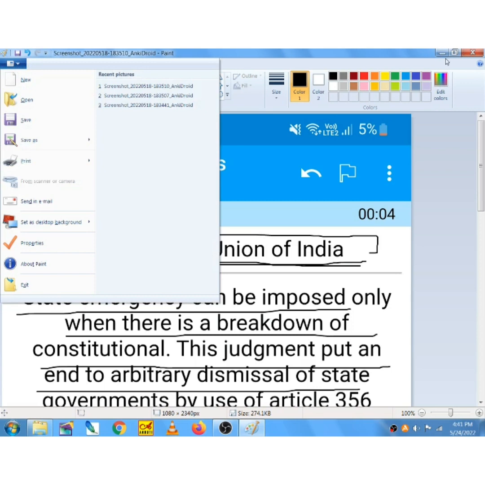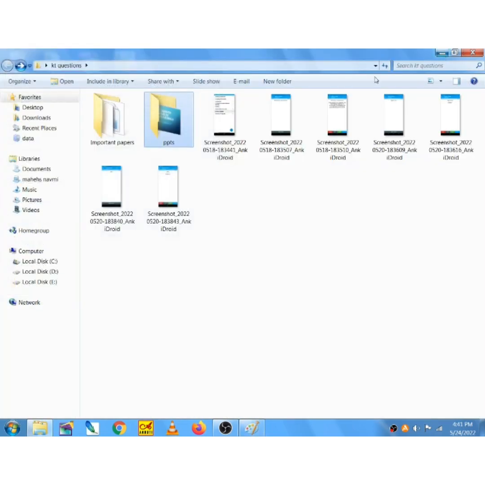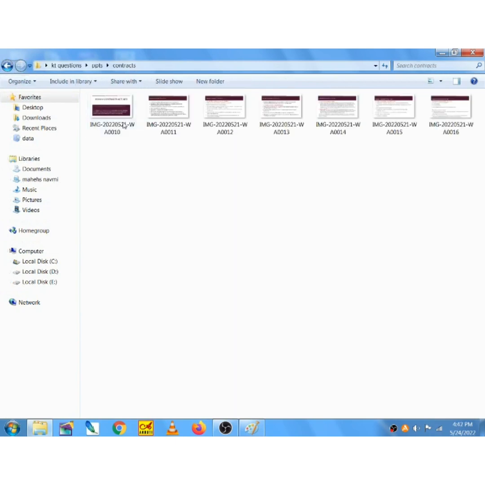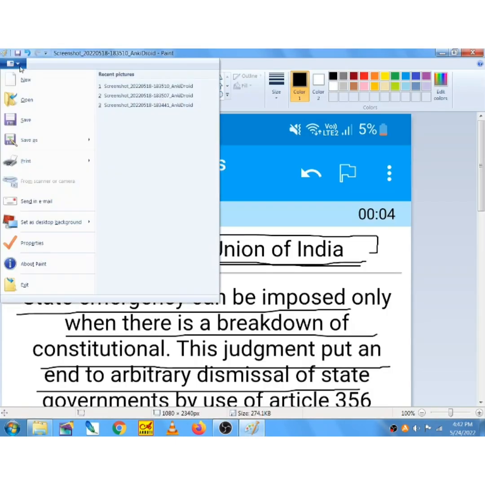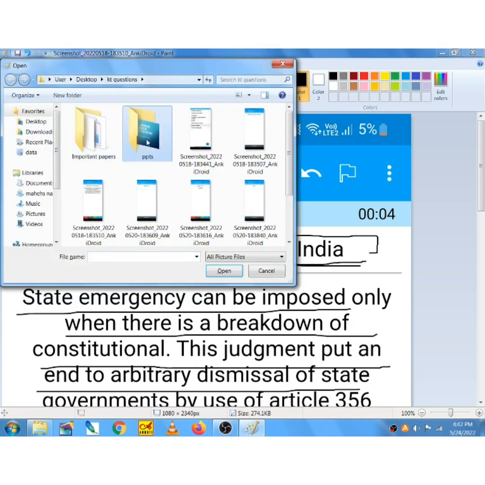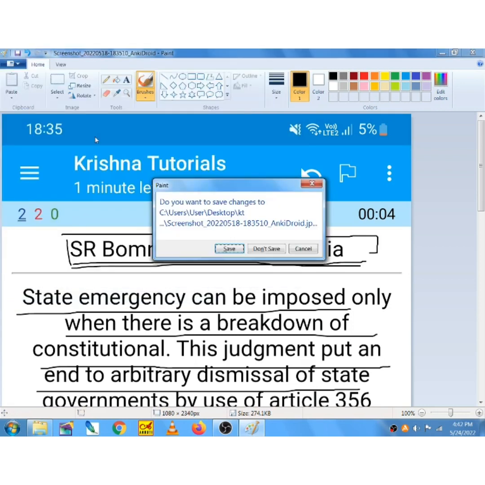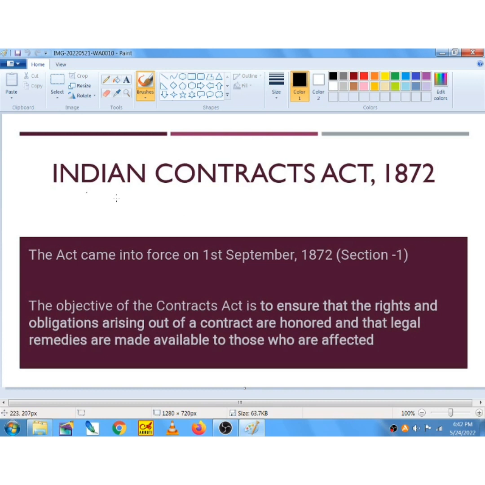So next I will be moving on to the concept. So today we will be dealing with the contracts. So in India we have the Indian Contracts Act of 1872. So many laws were prepared by the British, like Indian Contracts Act, Indian Evidence Act, Indian Penal Code, etc. So this act came into force on 1st September 1872.